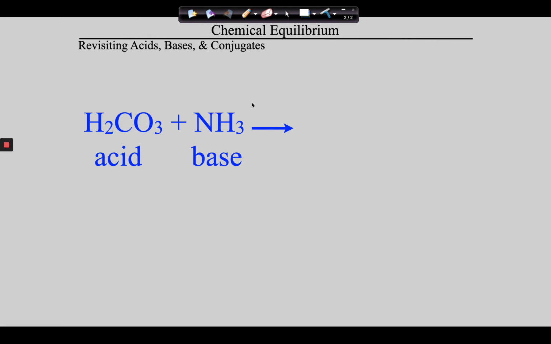So if you'd like to pause the video now and take a second and do that work, figuring out what your products are, given what you understand that acids and bases do, and then identifying which is your conjugate acid and which is your conjugate base. Go ahead and hit pause, do that work, and then when you're ready to move on and check your answers, hit play again.